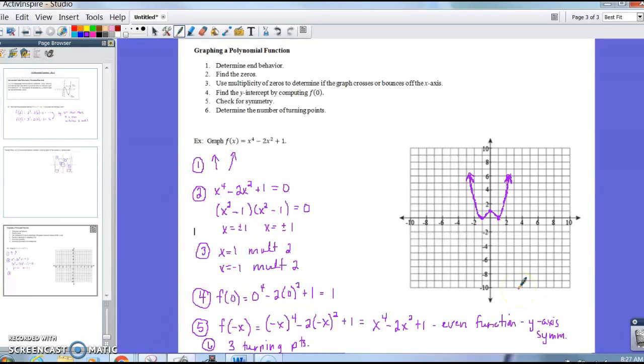So that's the kind of work that I'm looking for when you're going through and doing these problems. It's like I said, none of these other points need to be exact. It's just a rough sketch. But your zeros and your y-intercept should be pretty accurate when you're doing it.